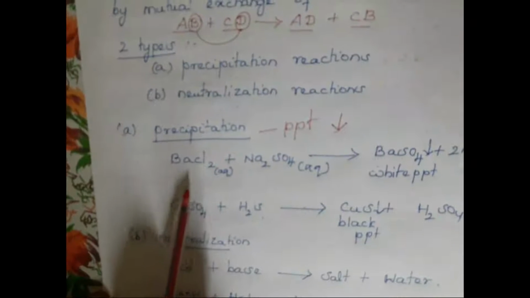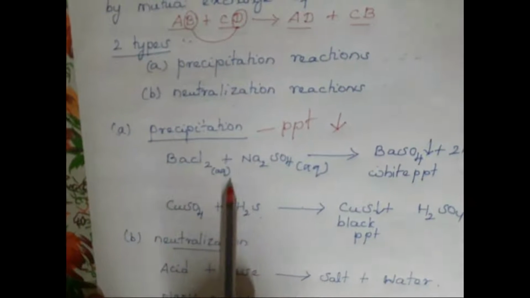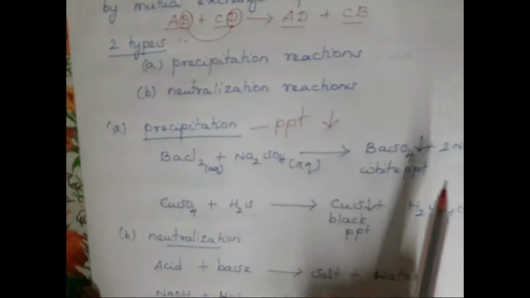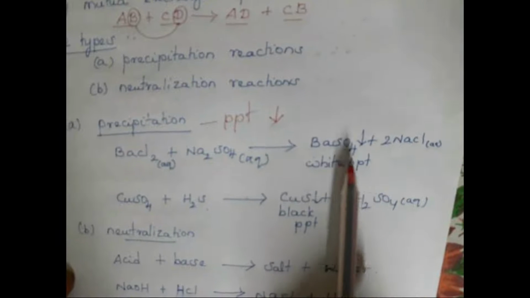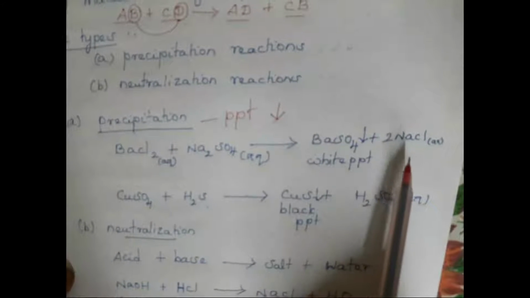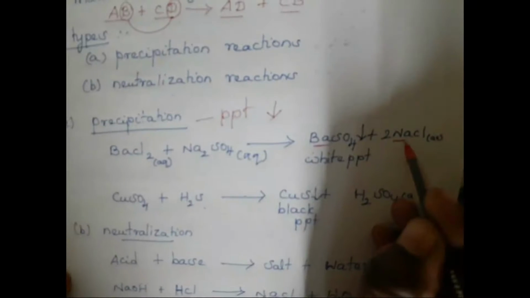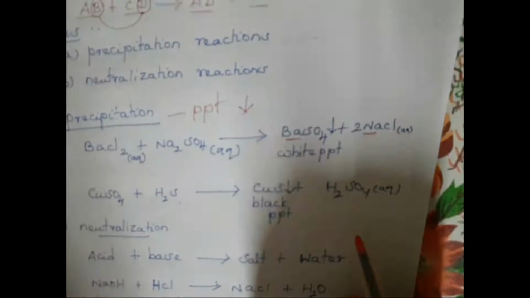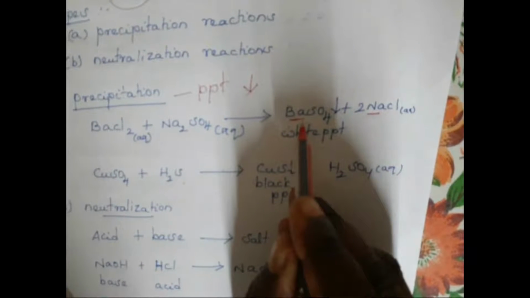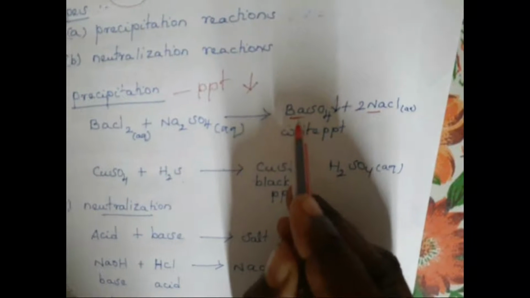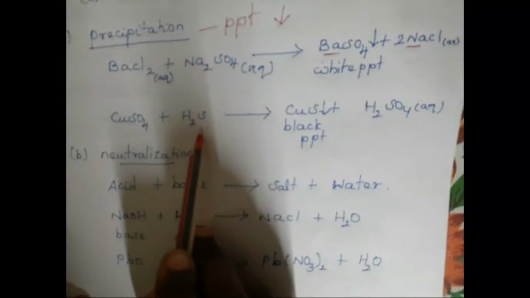Look at the example. We have taken barium chloride and sodium sulfate. Both are in aqueous state. So when they react together, we are getting barium sulfate precipitate plus sodium chloride. So we are getting two products. One is barium sulfate, which is a precipitate, and sodium chloride. Right? When you compare sodium and barium, sodium is on the top in the activity series, so it is not forming any precipitate, whereas barium is present below sodium in the reactivity series, so it forms a precipitate.